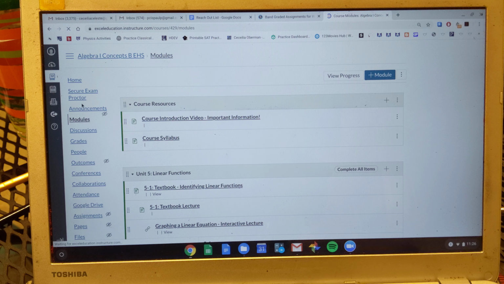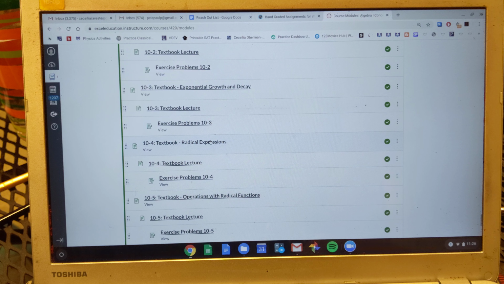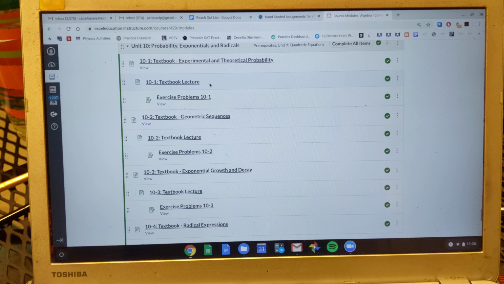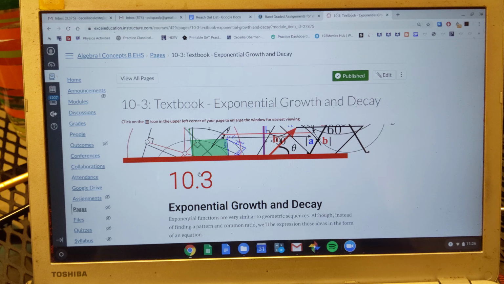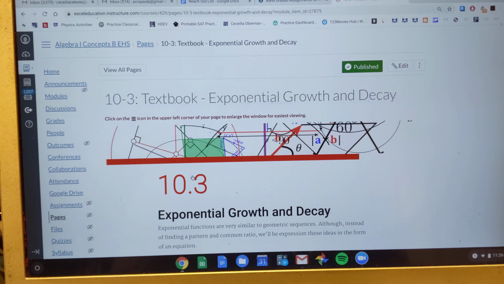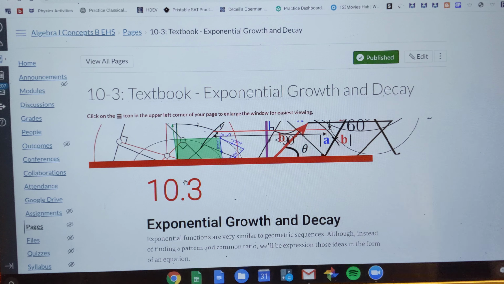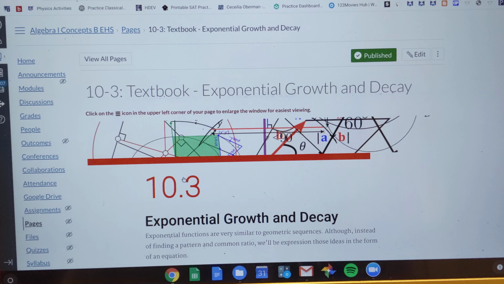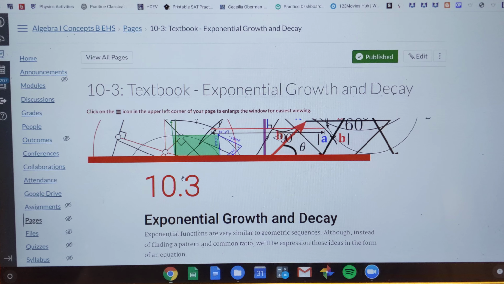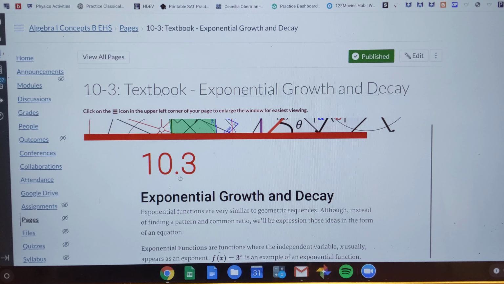All right, this should be a brief lesson today. So we've already done experimental and theoretical probability, geometric sequences. That was last class. And so today is exponential growth and decay. So I'll briefly fly through this, and then you guys will just jump straight into those problems just to make that even easier. How's that look?